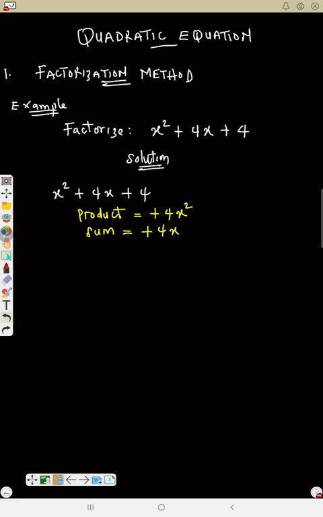Again, let's say the question is 3s squared plus 6s plus 9. Now what is my product here? Product is the first term multiplied by the last term. So that means 3s squared times 9. That will be 27s squared.